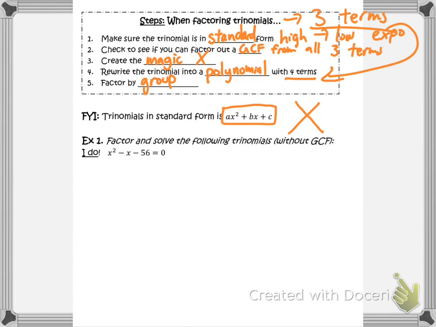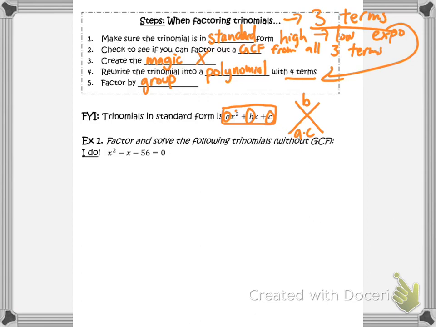Rewind. Alright, when you make your x puzzle, it's going to be b on top and a times c on the bottom. So whatever number is a, whatever number is c, it's going to be a times c on the bottom. B is going to be the middle number. So a is in front of x squared, b is in front of x, and c is the naked number. It'll all make sense in a minute.